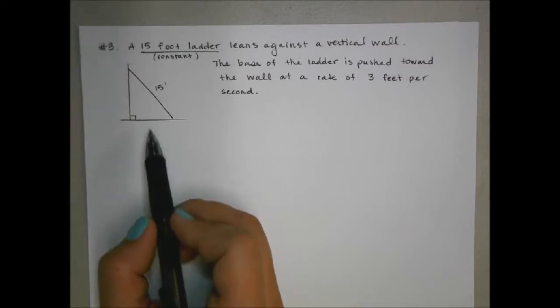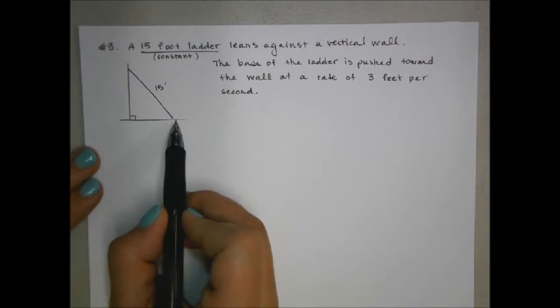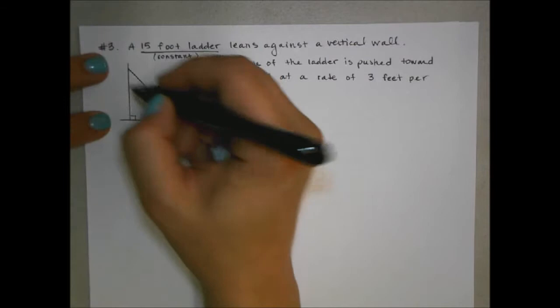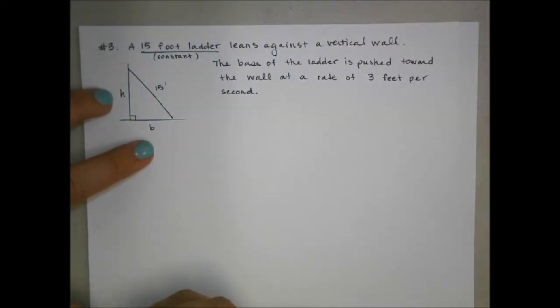So we can't label them as constants. We're going to give them variable names. I'll call this the base and label it B, and this will be the height, and we'll label it H. So these things change with time, so we give them variable names.